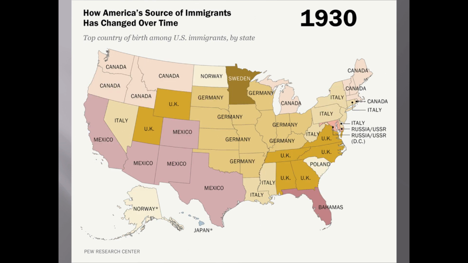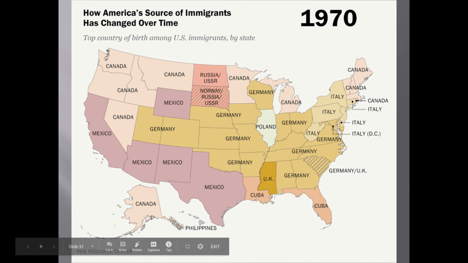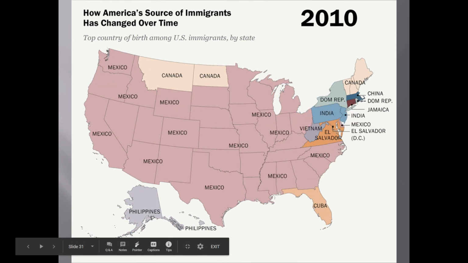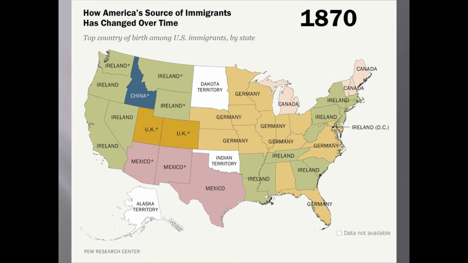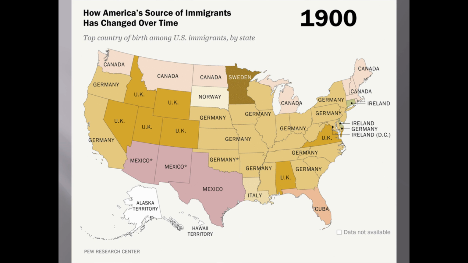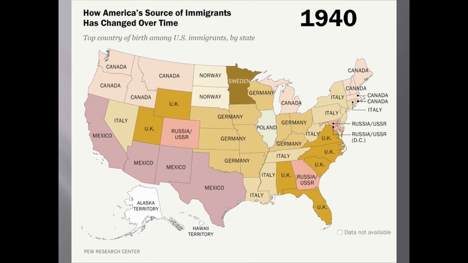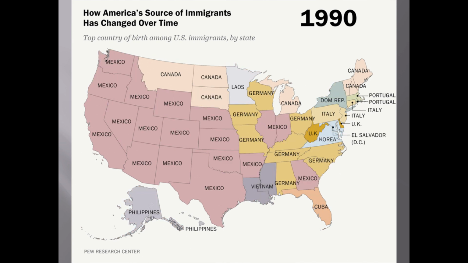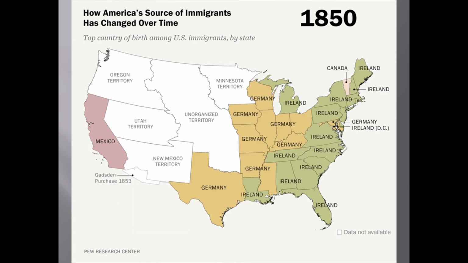Let's take another look now. Why don't we look at, how about Illinois? All right, Illinois is right here, and let's wait for it to start again in 1800 and 1850 and go. Germany, Germany, Poland, Germany, Poland, Poland, Mexico, Mexico, Mexico.